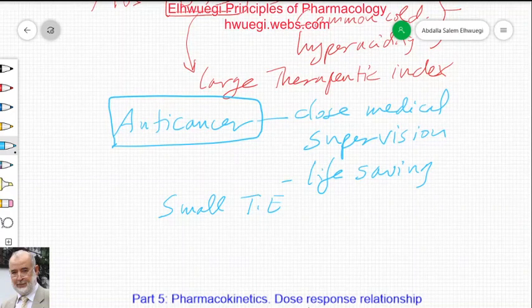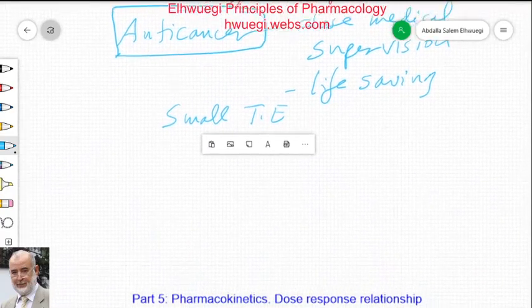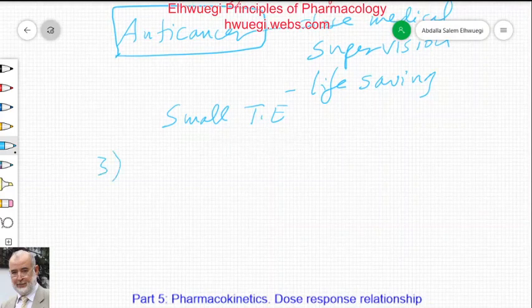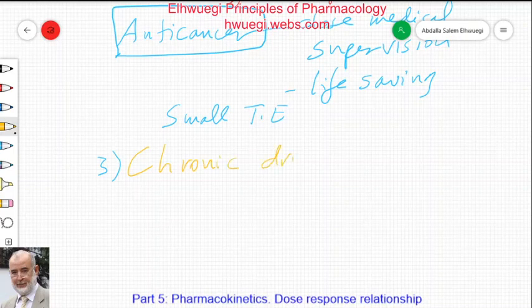So this is the second application for the area under the curve. The third most important application of the area under the curve is after chronic drug administration.